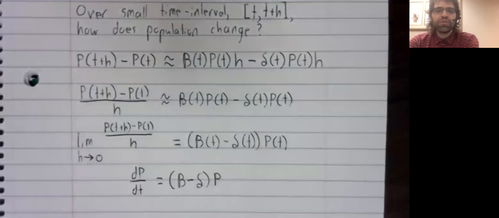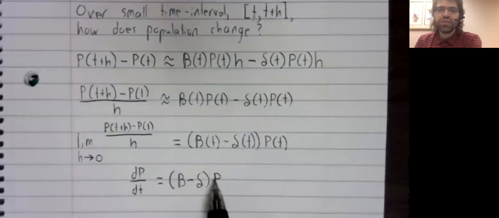And I think I've mentioned this before. It's something you just have to kind of get used to in differential equations, that we frequently don't bother using function notation, even when things are in fact functions. So beta is a function, delta is a function, population is a function. We are not writing beta of t, delta of t, or P of t. You just have to remember that these are functions of time.